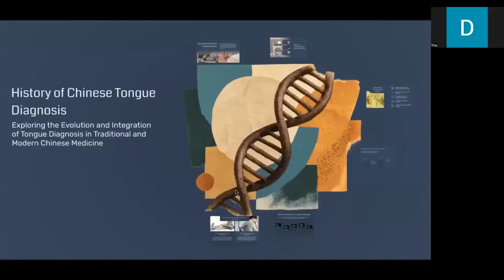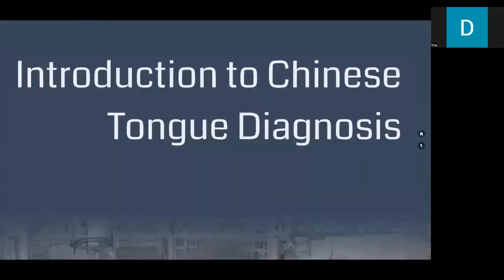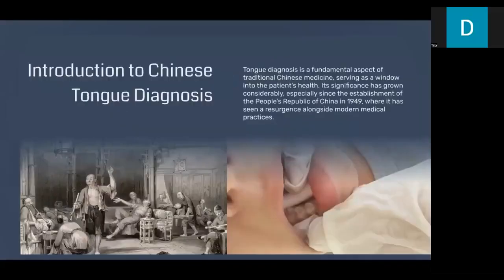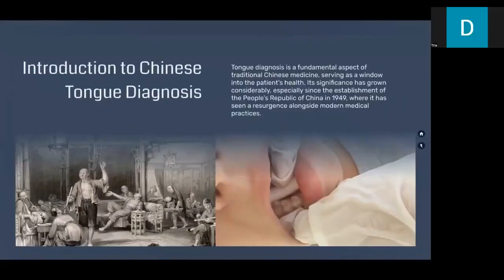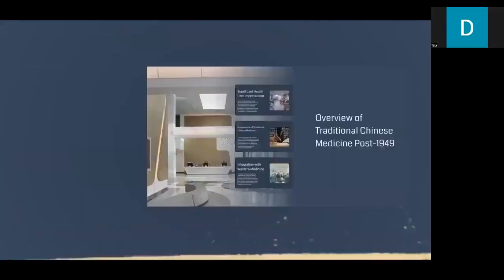Let's discuss the history of Chinese tongue diagnosis, exploring the evolution and integration of tongue diagnosis in traditional and modern Chinese medicine. Tongue diagnosis is a fundamental aspect of TCM, serving as a window into the patient's health. Its significance has grown considerably, especially since the establishment of the People's Republic of China in 1949, where it has seen a resurgence alongside modern medical practices.